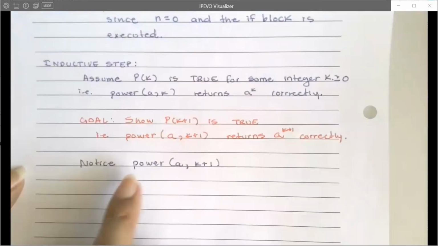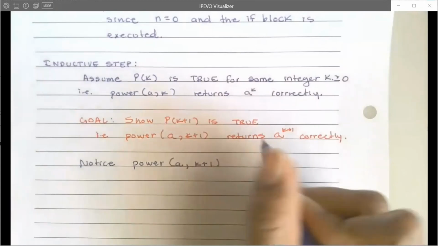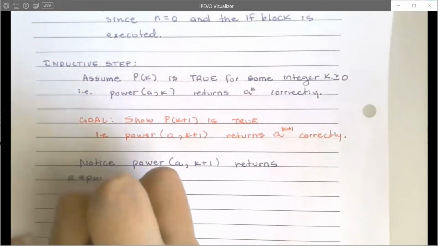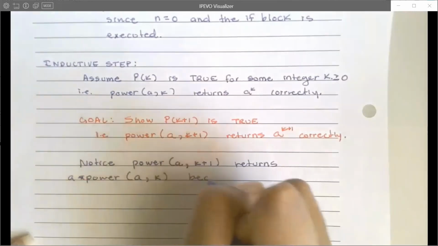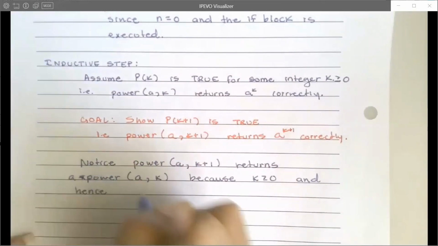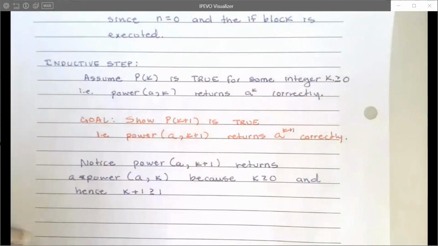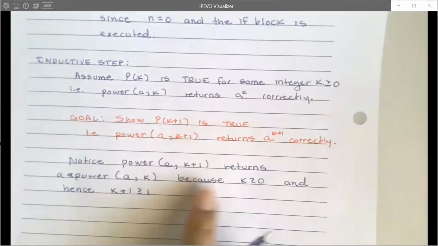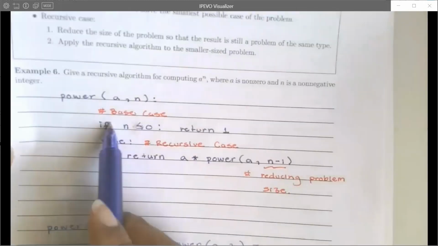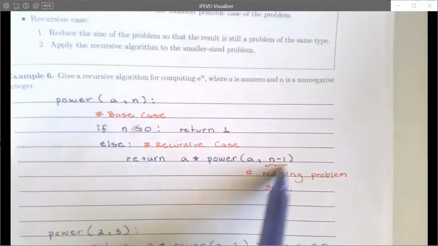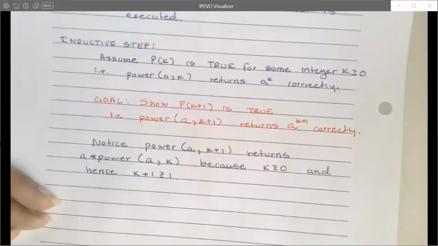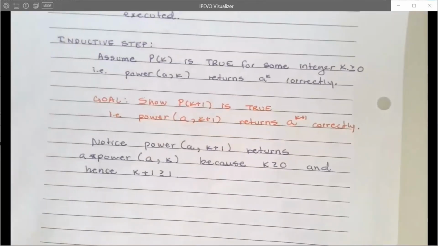So notice, power(a, k plus 1) returns a times power(a, k), and that is because k is greater than or equal to 0, and hence k plus 1 is going to be greater than or equal to 1. So if k is at least 0, k plus 1 has to be at least 1. So the if block is not going to execute. We're going to go directly into the else block. And so in the else, since this is k plus 1, we're going to return a times power(a, k). Excuse me, a, k, not k minus 1, because this is k plus 1.